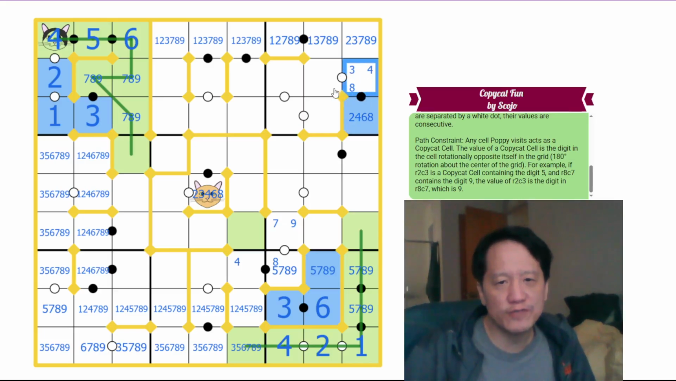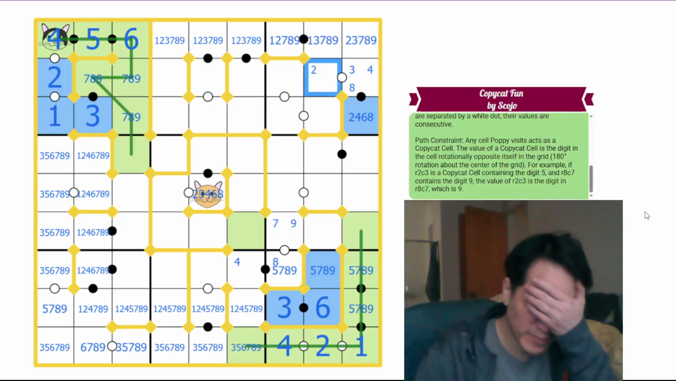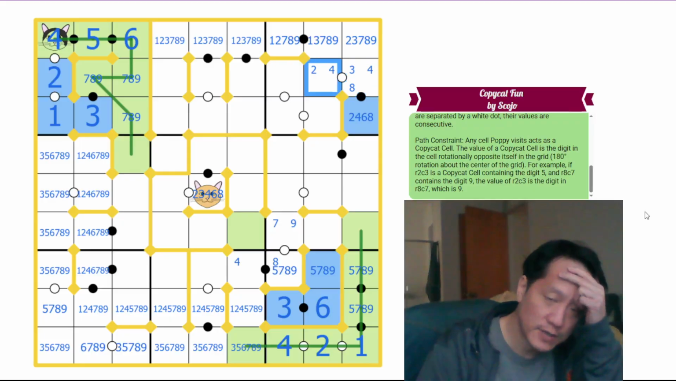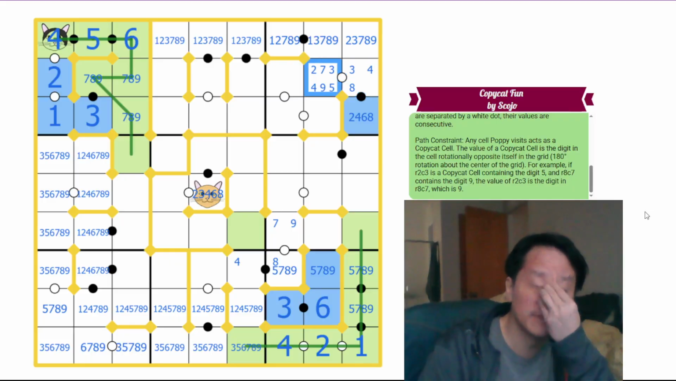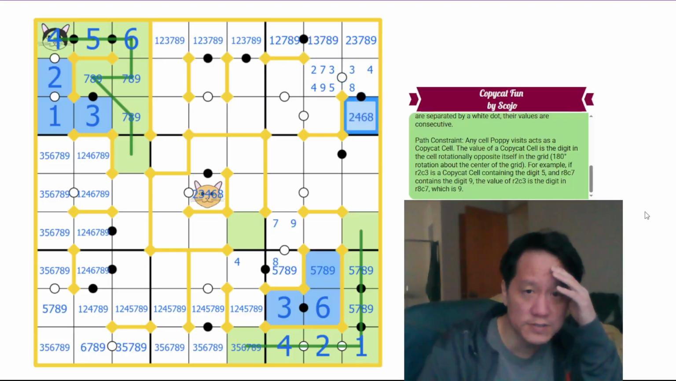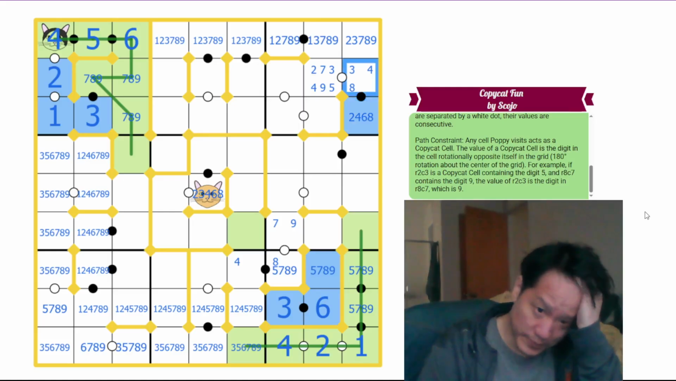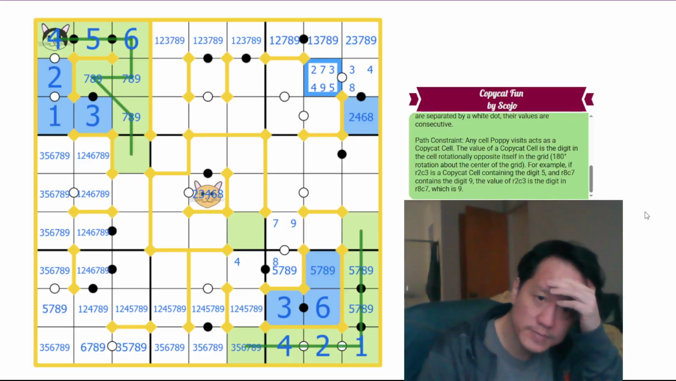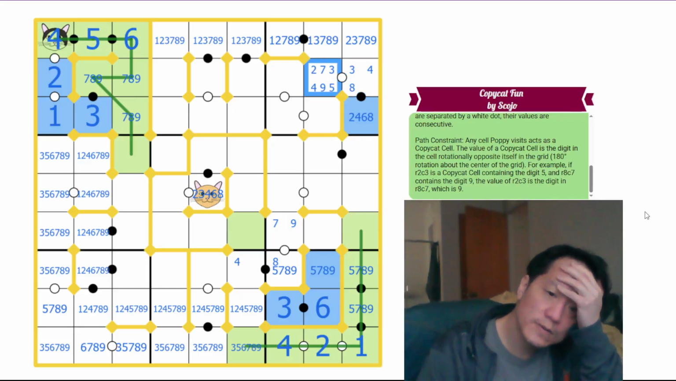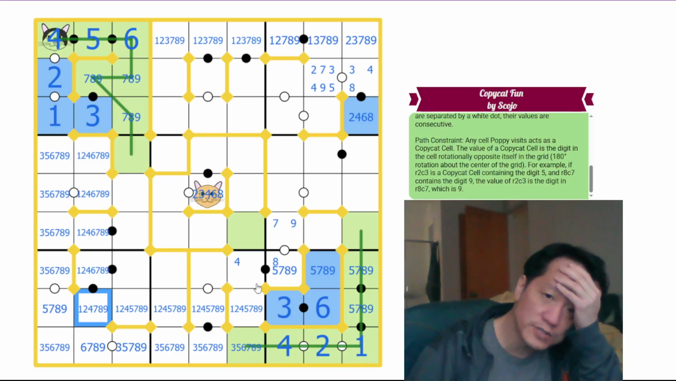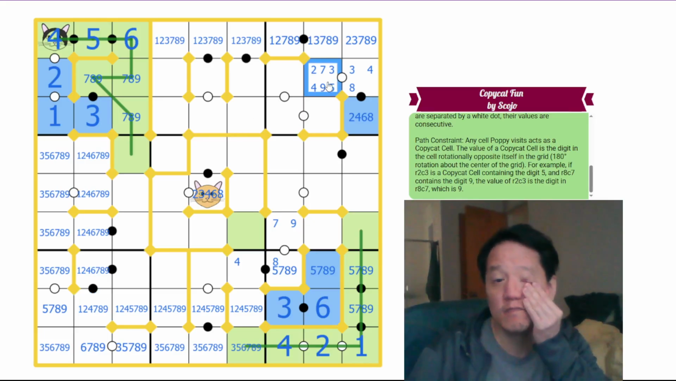This is value 3, 4, and 8, which means this must be value 2 or 4 if this is 3. 3 and 5 if this is 4, or 7 and 9 if that's 8. So if this is value 3, this is 6. If this is value 4, it could be 2 or 8. If it's value 8, that's 4. Okay. Could be copycat for any of those digits. Could be a 5.